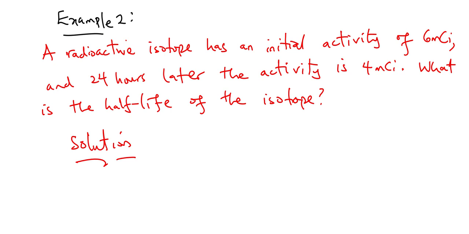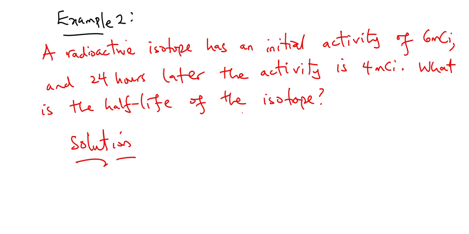A radioactive isotope has an initial activity of 6 millicurie. So this is the activity at time t equals 0, or at initial time. So it's 6 millicurie. And 24 hours later, that is when t equals 24, the activity is now 4 millicurie. So the question is, what is the half-life of the isotope?